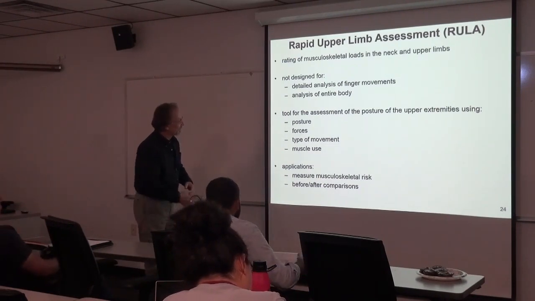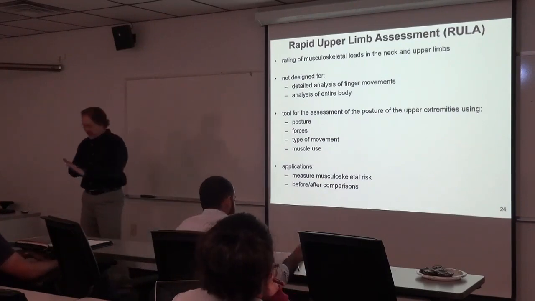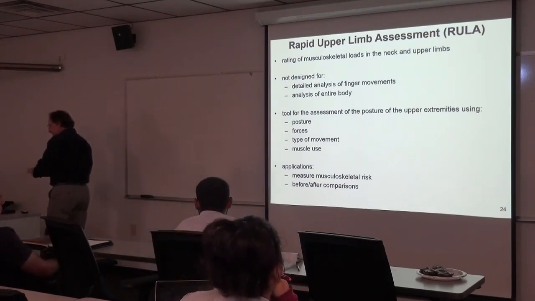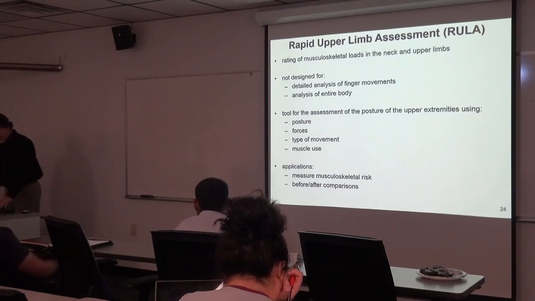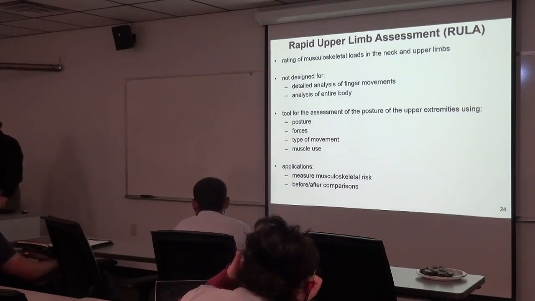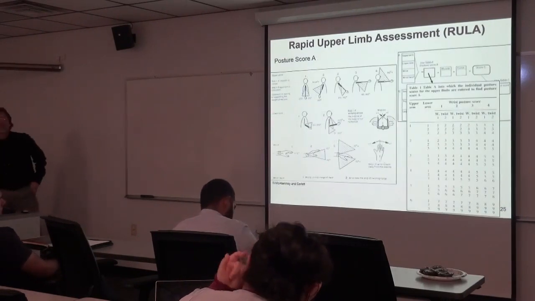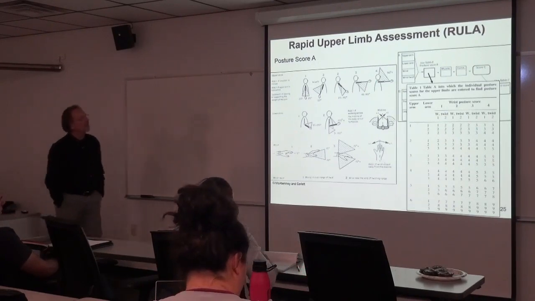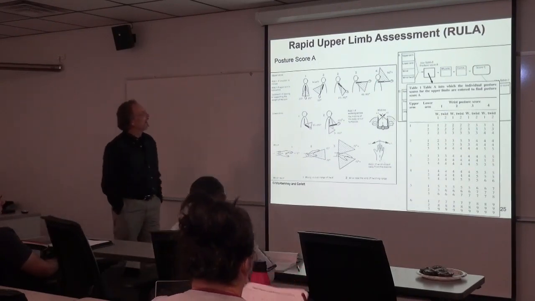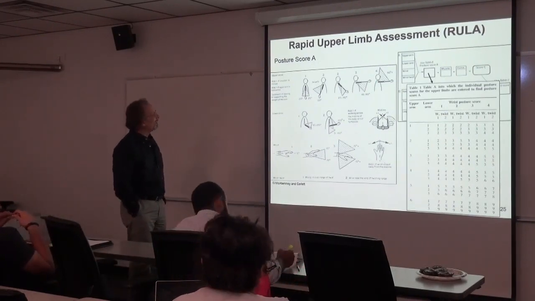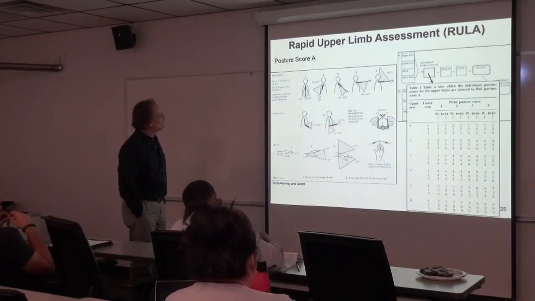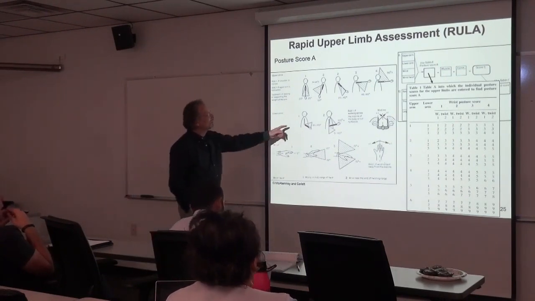It uses all the risk factors, and it looks at musculoskeletal risk before, after, and comparison of other jobs, which are some of the best applications of these. Now, this should look pretty darn familiar. We have an arm score and a lower arm score.